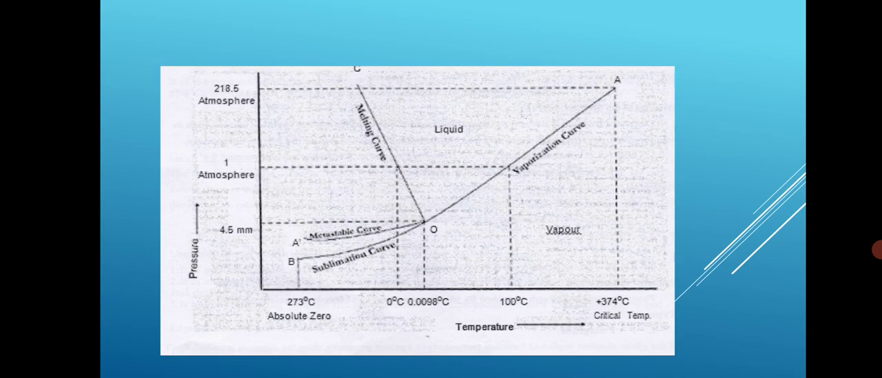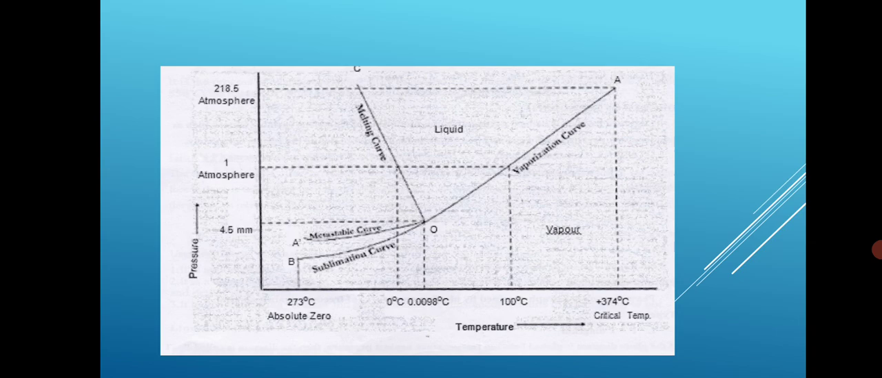Then curve OB dash. Curve OB dash is called the vapor pressure curve of supercooled water, or metastable equilibrium. Here, the equilibrium exists between supercooled water and vapor. Sometimes water can be cooled below 0 degree centigrade without formation of ice. This water is called supercooled water. This water is unstable. When it is subjected to a slight disturbance, it is automatically converted into ice.